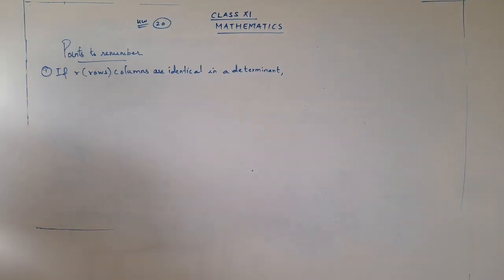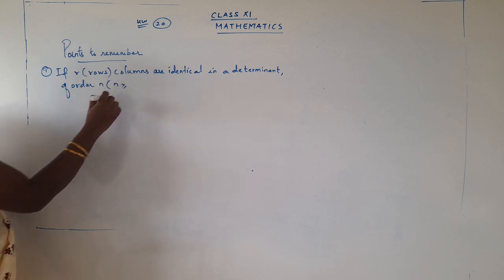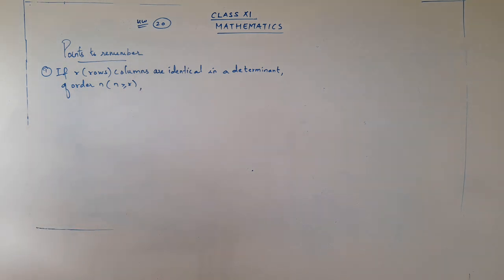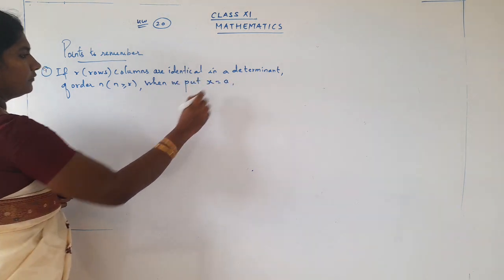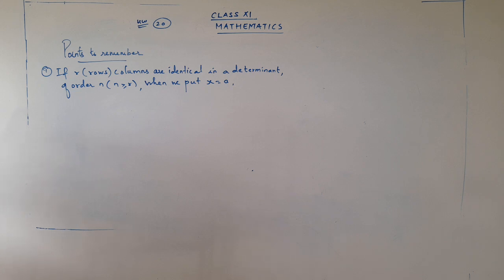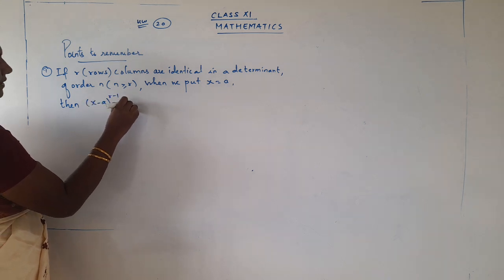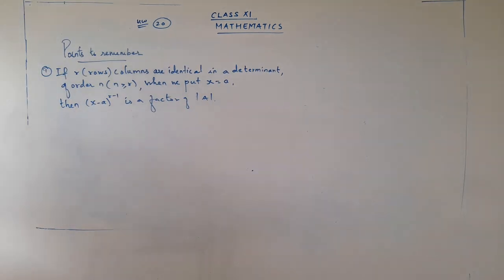If rows or columns are identical in a determinant of order n, where n is greater than or equal to r, when we put x is equal to a, then x minus a, the whole raised to r minus 1, is a factor of the determinant.